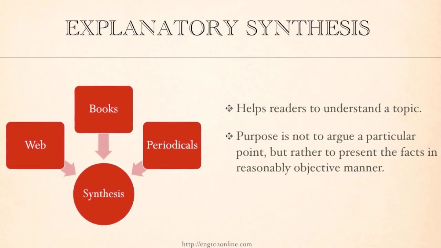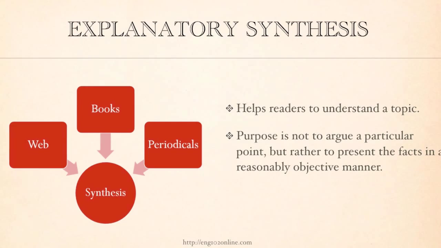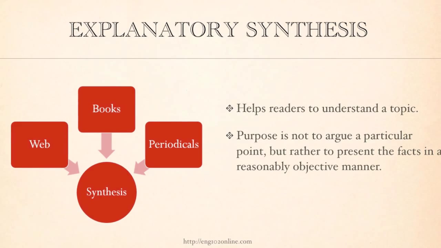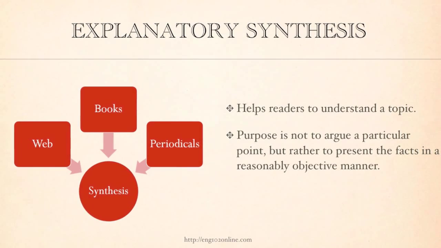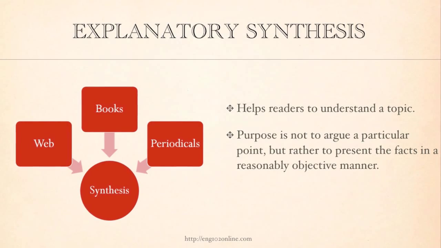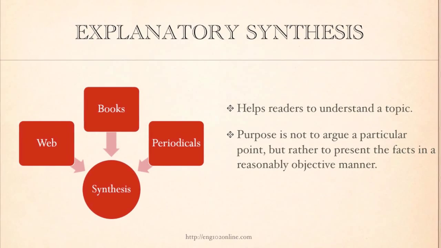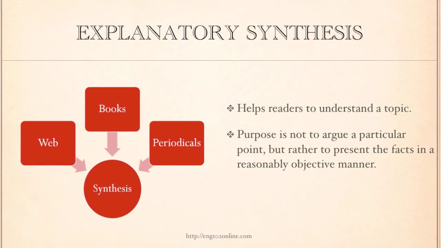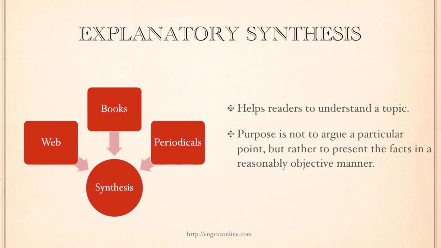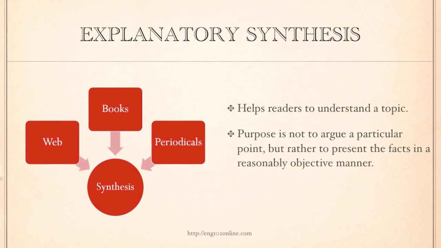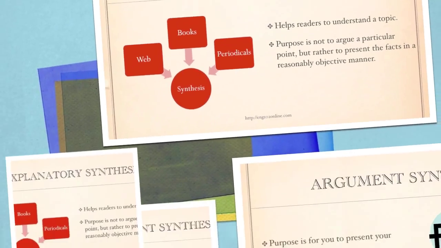Explanatory synthesis. An explanatory synthesis helps readers to understand a topic. Writers explain when they divide a subject into its component parts and present them to the reader in a clear and orderly fashion. Explanations may entail descriptions that recreate in words some object, place, event, sequence of events, or state of affairs. The purpose in writing an explanatory synthesis is not to argue a particular point, but rather to present the facts in a reasonable, objective manner. The explanatory synthesis does not go beyond what is obvious from a careful reading of the sources. You will be writing an explanatory synthesis paper for Paper 2 in this course.